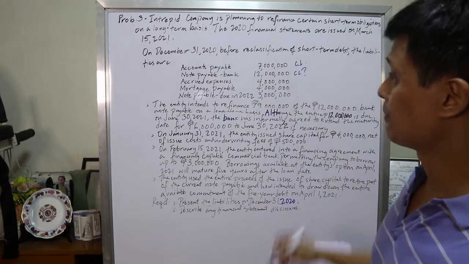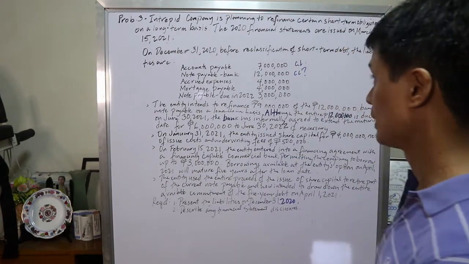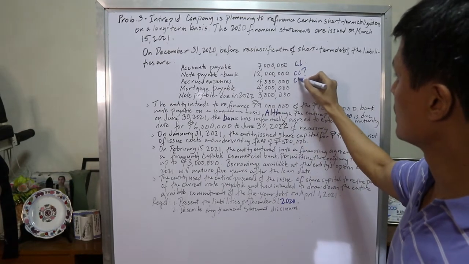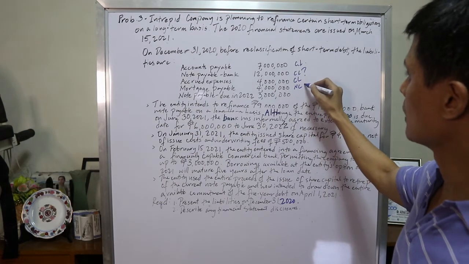However, this is a question mark, since there may be a portion there that is not included. Accrued expenses, this is also a current liability. So mortgage payable, this is a non-current liability.